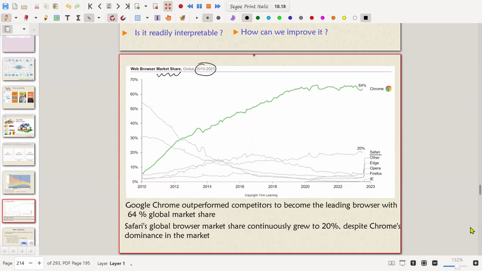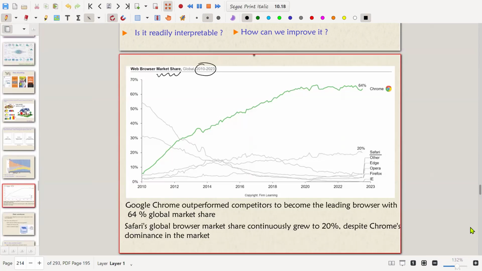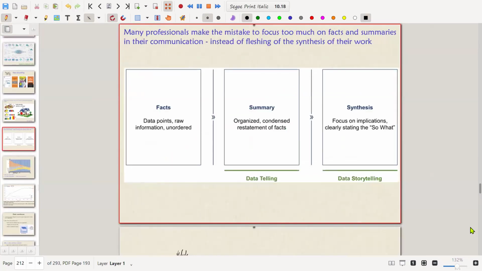So you have to explain what plot you got. The idea is just creating high quality or colorful plots is not enough unless it gives a good meaning to it. So that's all about the storytelling part. Many professionals make the mistake of focusing too much on the facts and summaries in their communication instead of fleshing out the synthesis of their work.